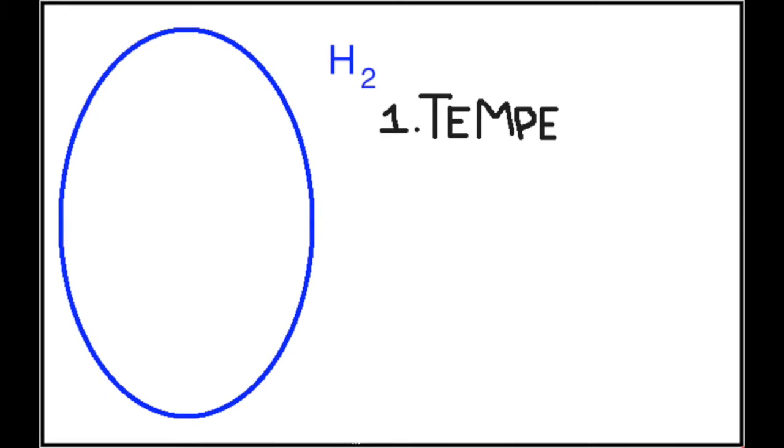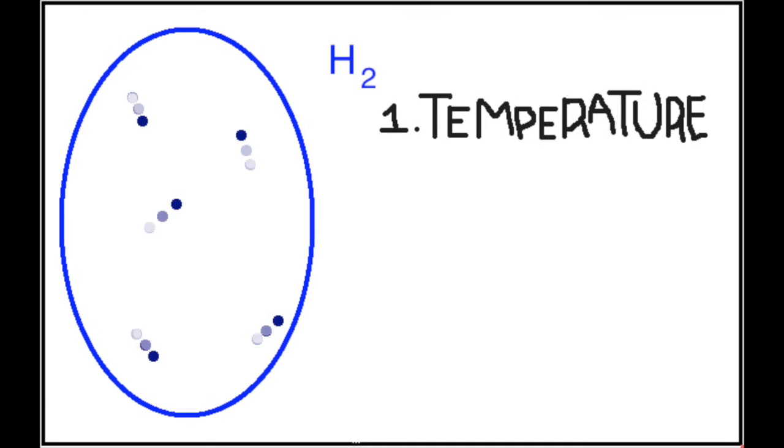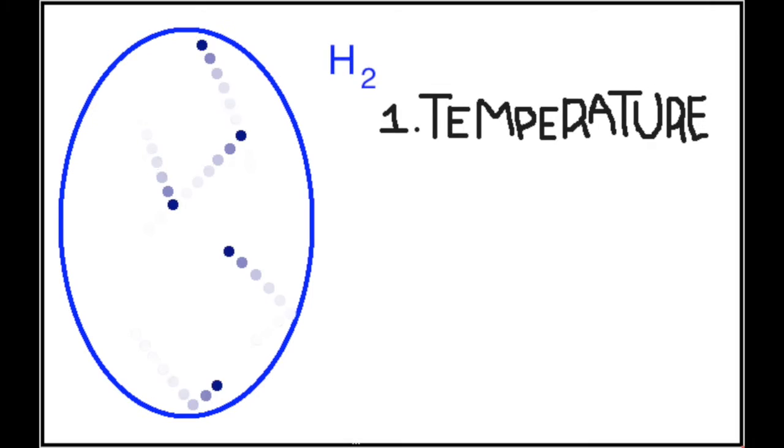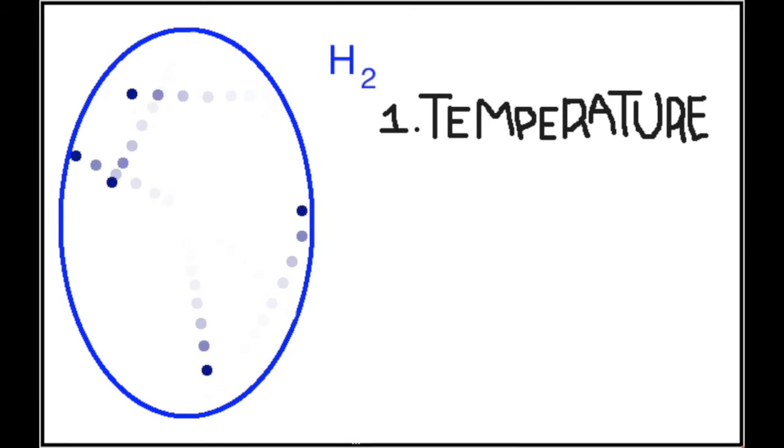For gases, the temperature will affect how much static pressure is exerted. When the temperature of a gas is increased, the molecules will move faster and collide against the sides of the tank with more frequency and with more force. Decreasing the temperature will have the opposite effect.